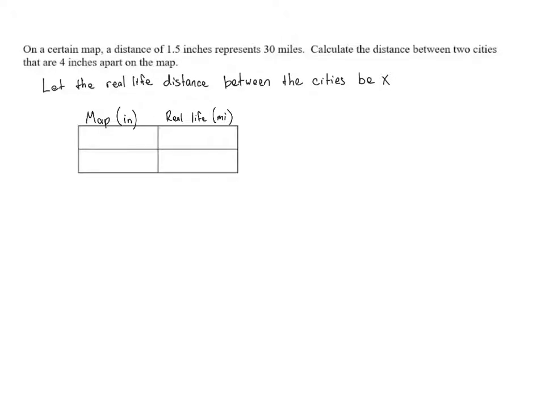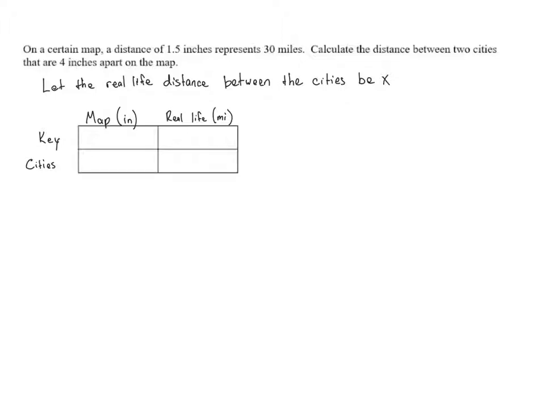Now, if we look at the problem, we're told it in the beginning, on a certain map, a distance of 1.5 inches represents 30 miles. That's the key to the map, or the legend. I'm going to write key. Every map has some sort of a key that tells you what a distance on the map represents in the real world. So with these problems, we're always going to have the key. And then the other situation we have, if we look at the next sentence, calculate the distance between two cities that are 4 inches apart on the map. That's kind of the second scenario. We have these two cities, and we're looking for the distance between them.